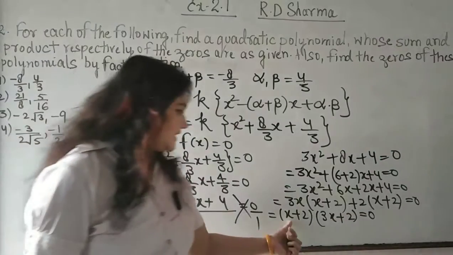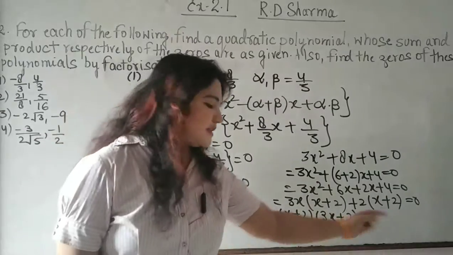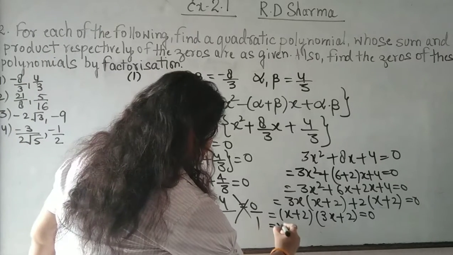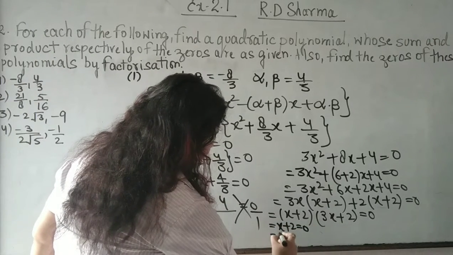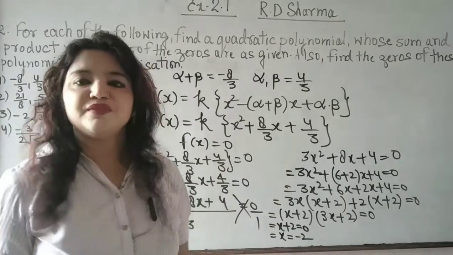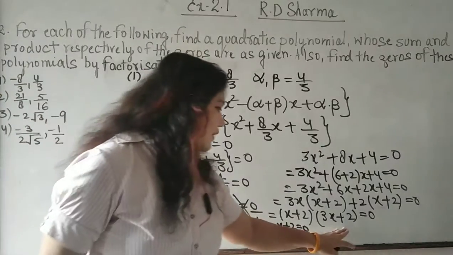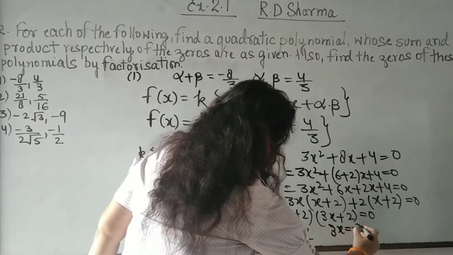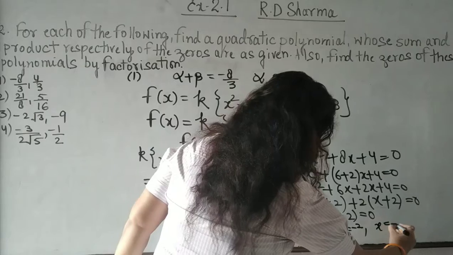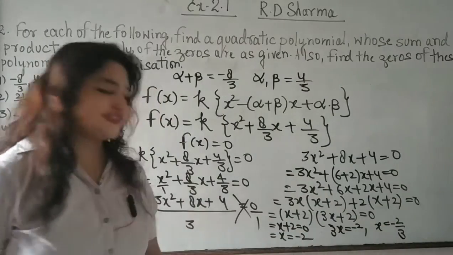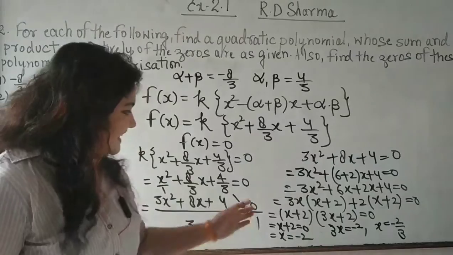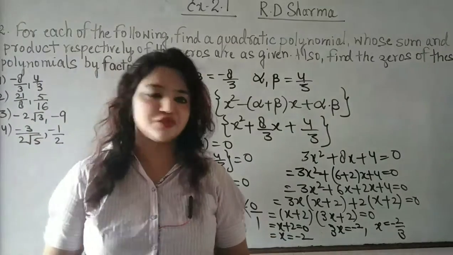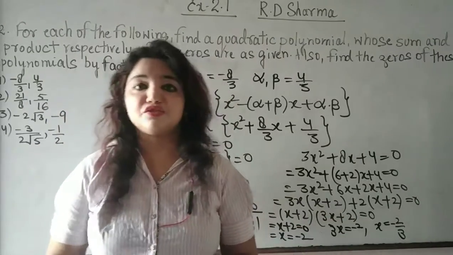And now it means either x plus 2 is equal to 0 or 3x plus 2 is equal to 0. So I am taking x plus 2 is equal to 0. That means x is equal to minus 2. And now I am taking 3x plus 2 is equal to 0. So 3x is equal to minus 2. That means x is equal to minus 2 by 3. These are the zeros of this polynomial. Okay, so we can write alpha is equal to minus 2 and beta is equal to minus 2 by 3.